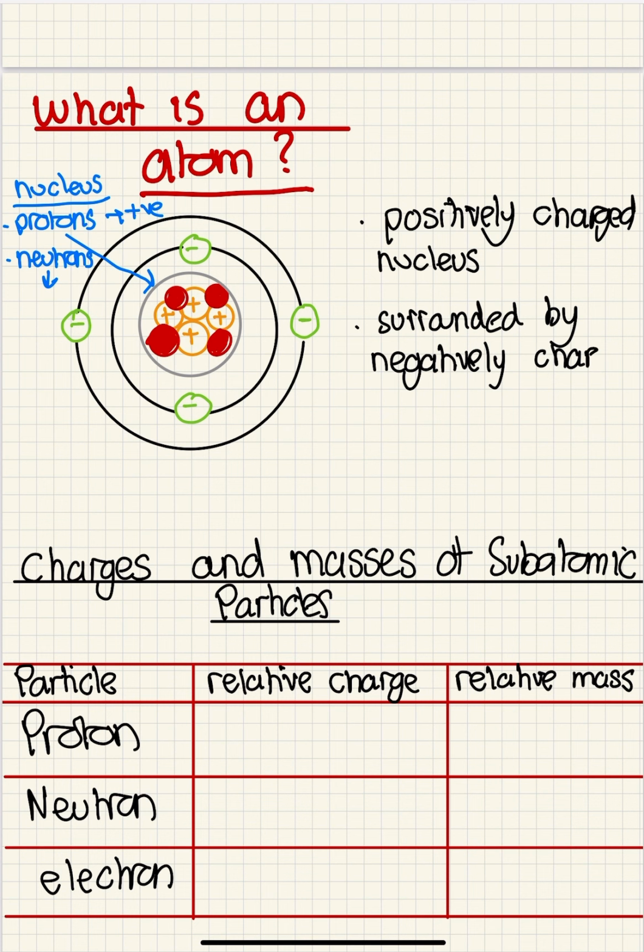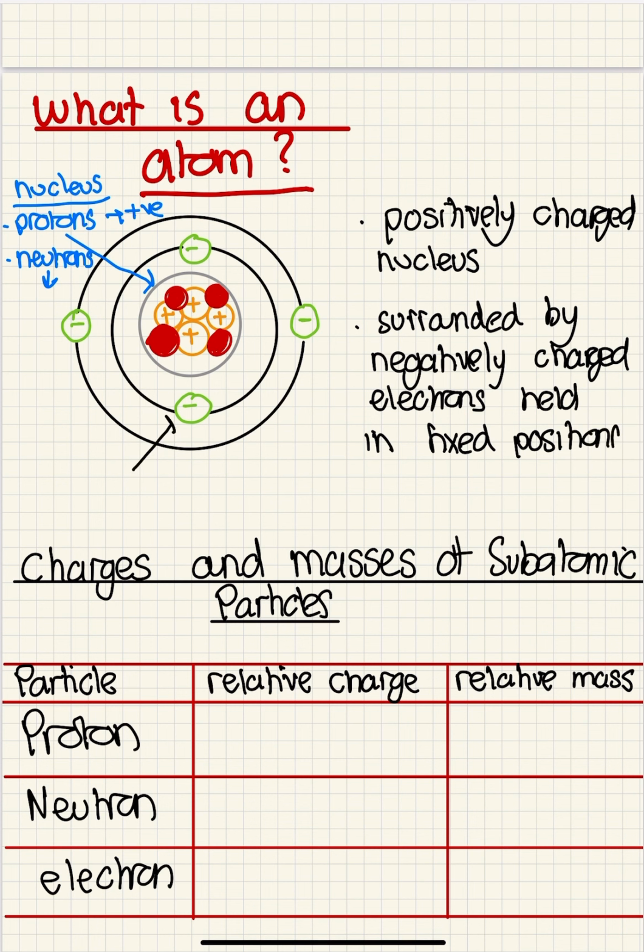And these electrons are in fixed shells, which are the black circles over here. So let's just write that down. Held in fixed positions in the shells. So let's just label that. So that is the electron. And then these are the shells.